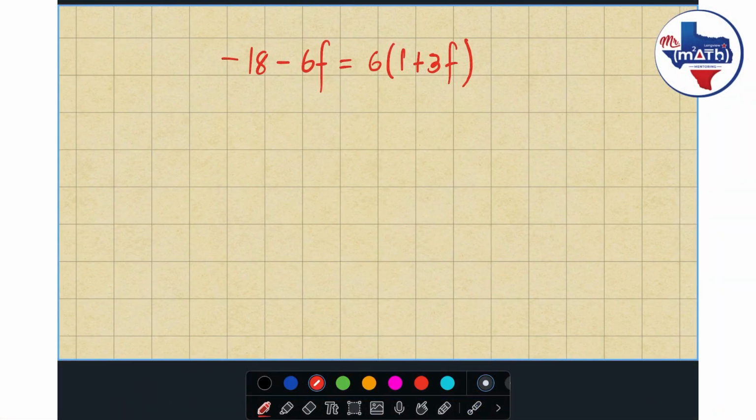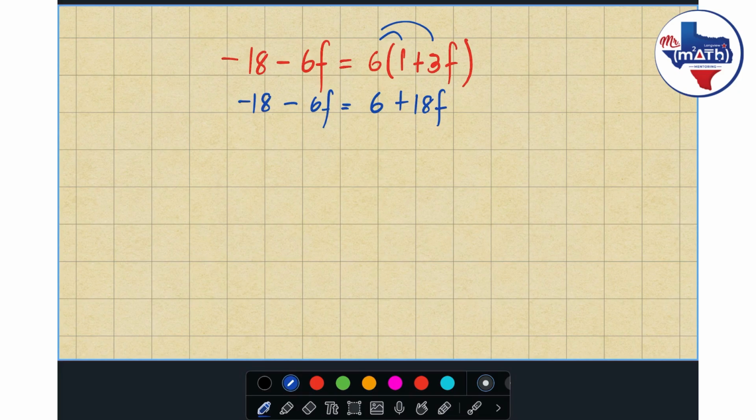Today we're going to check a multi-step linear equation. Okay, we have negative 18 minus 6f equals 6 times (1 plus 3f). First thing we're going to do, we're going to distribute this 6 times the binomial in front. So we have the same negative 18 minus 6f equals 6 times 1 is 6 and 6 times 3f is 18f. Okay, what else can we do?